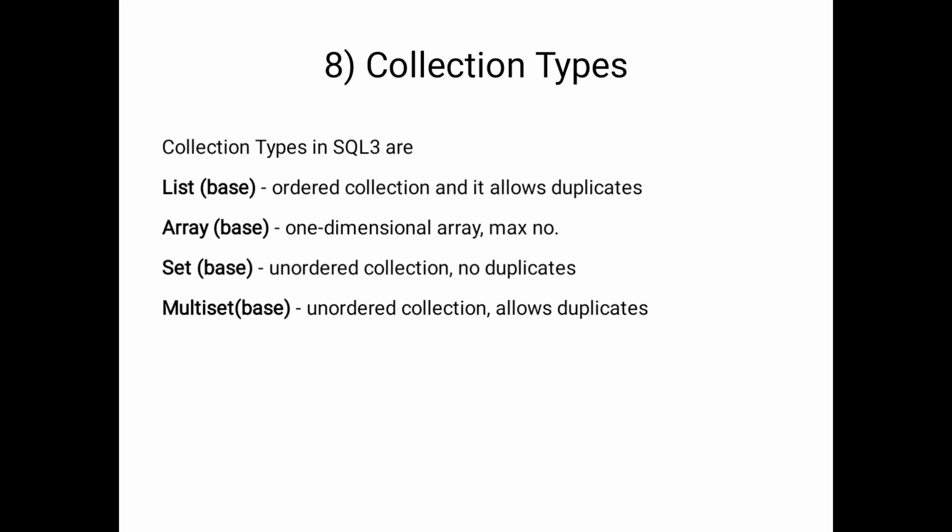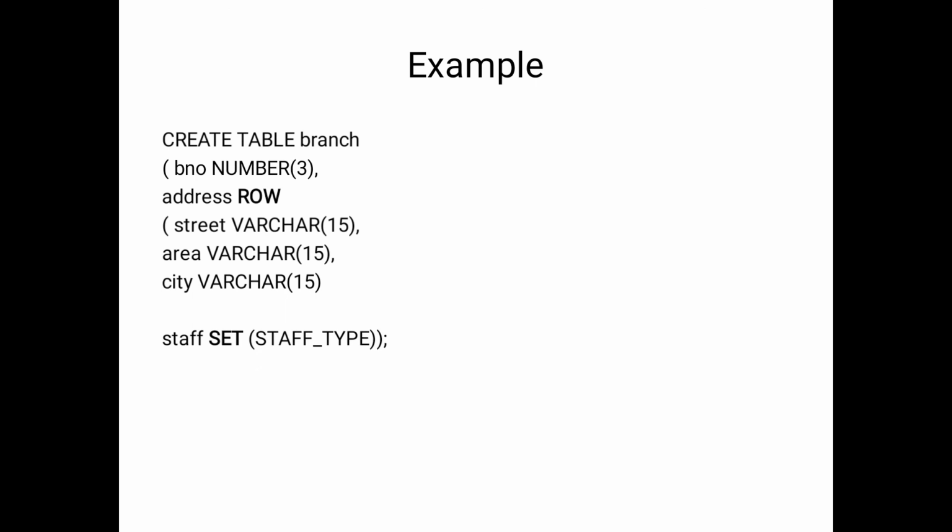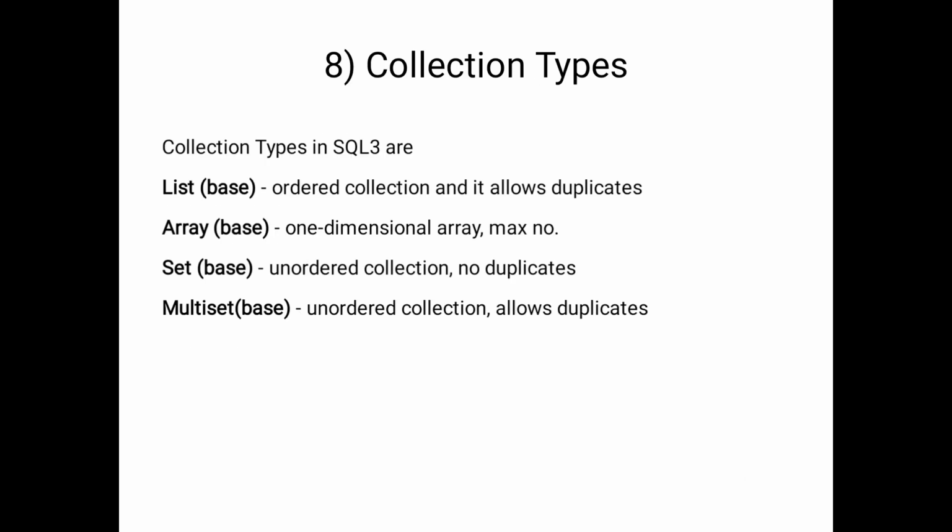Now we will see one small example. With the help of this example we will consider the remaining three also, no problem. We will just replace the set by multi-set or list or array. That's enough. Here we will consider how to create the branch table. Here I will consider the fields as branch number and address with the help of row merging. So here I will set. What is the meaning of set here? Please observe the previous slide. It considers an unordered collection and it does not allow duplicates.